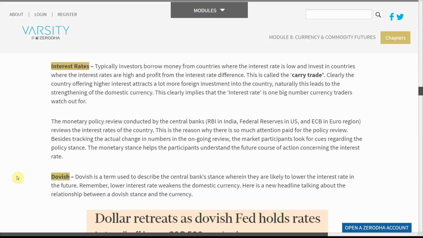The Monetary Policy Review conducted by the central banks, RBI in India, Federal Reserve in US, and ECB in Euro region, reviews the interest rates of the country. This is the reason why there is so much attention paid to the policy review. Besides tracking the actual change in numbers in the ongoing review, the market participants look for cues regarding the policy stance. The monetary stance helps the participants understand the future course of action concerning the interest rate.